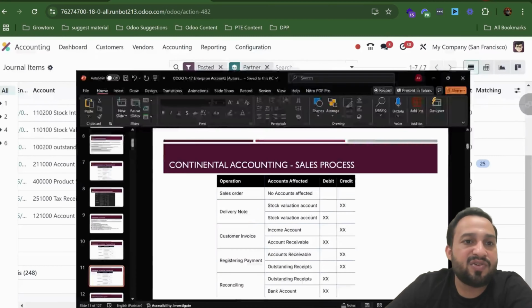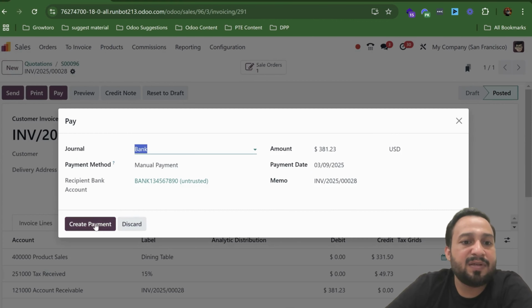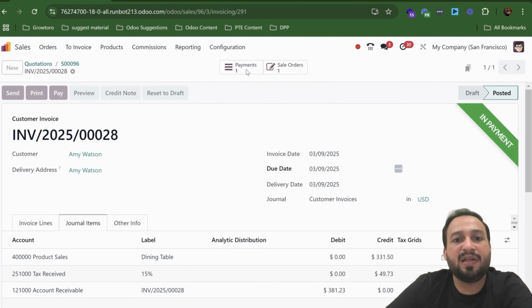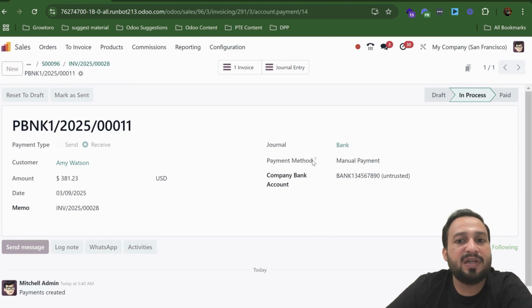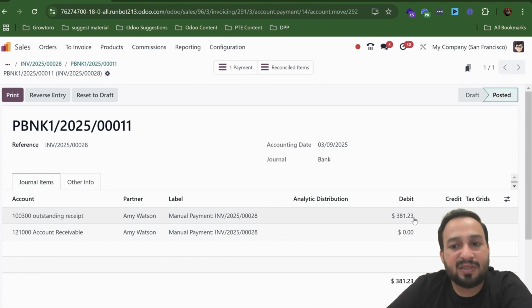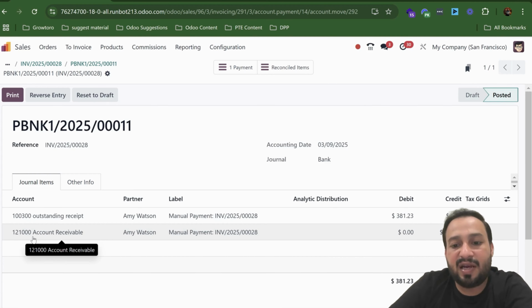The next step is registering the payment. So we will pay this and register the payment. I will create a payment here, and one payment will create it for us. And if I go into the journal entry, in journal entry we can see the outstanding receipts account is being increased, and it is showing transaction onto the debit side, and account receivable account is now being decreased, and it is showing the transaction onto the credit side.